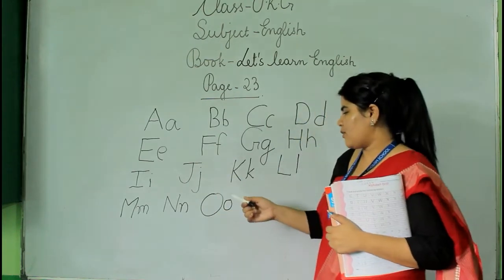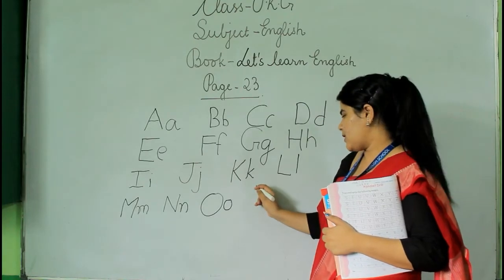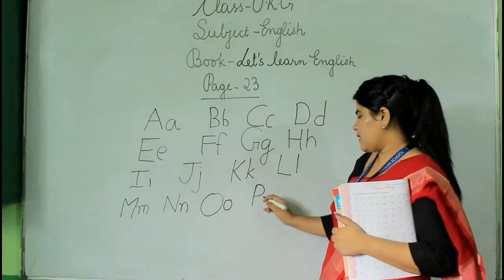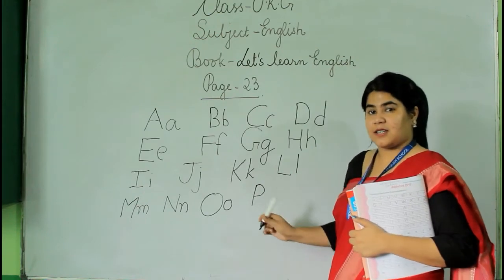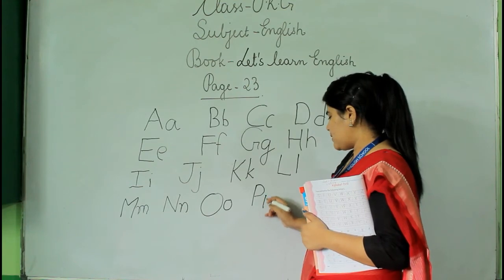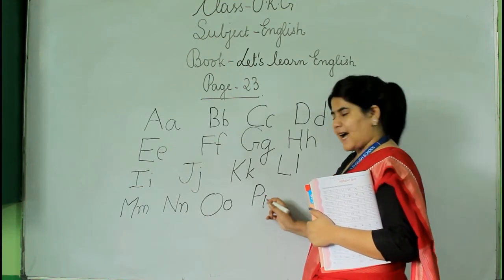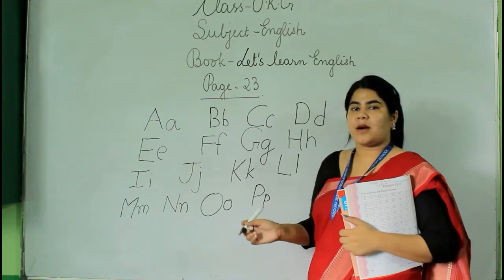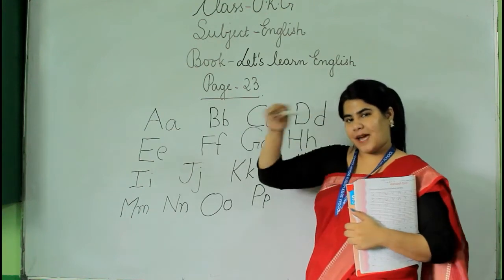Okay. Now O, then P, standing, curve. Alright. Now what you have to do for small letter, the same thing, you will start from a little bit down, standing line and a circle, half circle. Okay. P is for parrot, P is for pen.